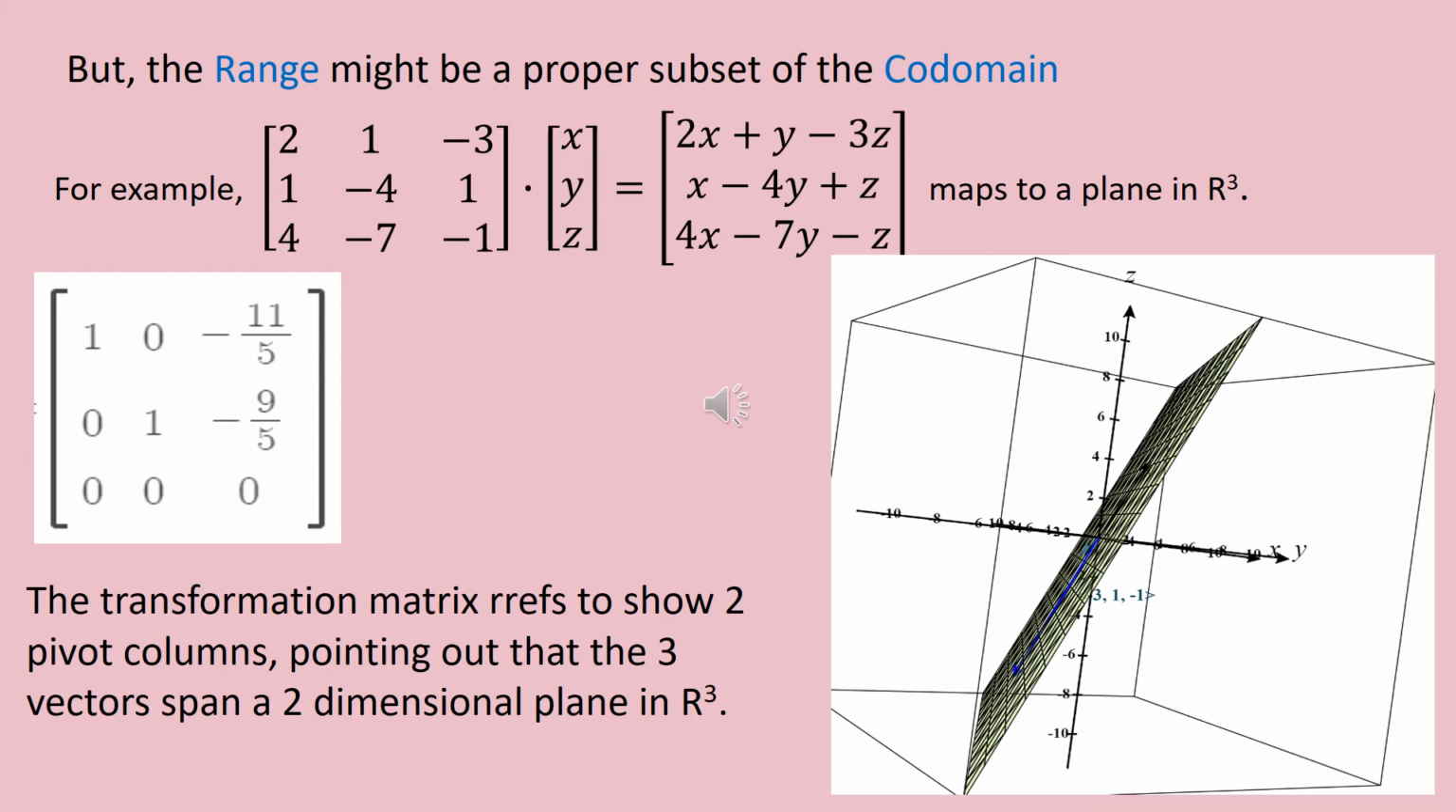So the range is this plane in R3. The domain is R3 because I'm mapping vectors from the third dimension. The codomain is R3 because I'm mapping to vectors in the third dimension. But the range, the set of all possible images, is not all of R3. Instead, it's just this plane. If you did RREF on the original matrix A, you will see that you have two pivot columns, showing that matrix A is a two-dimensional space in R3. And we have an image of that shown here as the plane.